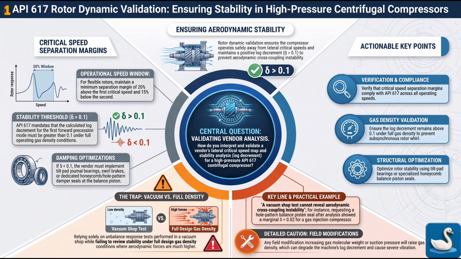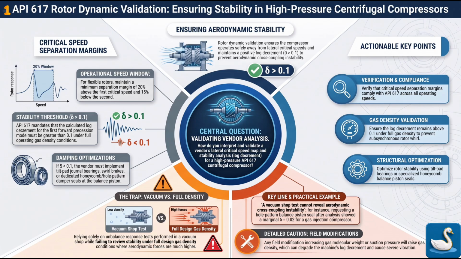Okay, and then? Moving inward to the gas path, we implement swirl brakes at the labyrinth seals. These are essentially stationary teeth that disrupt that tangential spinning velocity of the gas I mentioned earlier. Right, breaking up that wall of gas. Exactly. And if the instability still persists, we integrate a dedicated honeycomb or hole pattern damper seal at the balance piston.